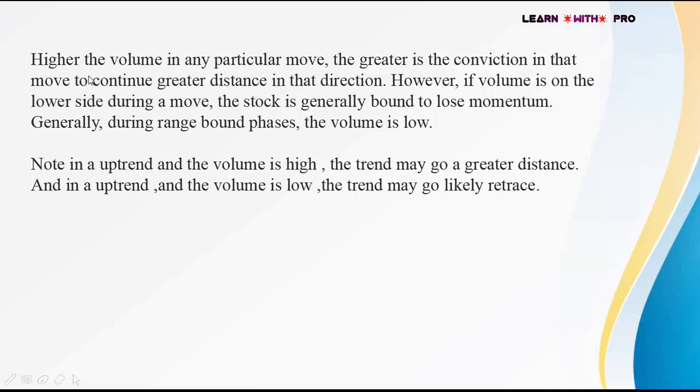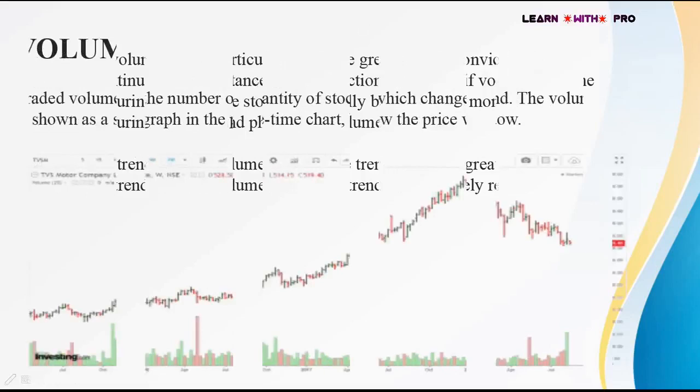Now, the higher the volume, the greater the conviction that it will go, and the lower the volume, that means the stock is losing momentum and it can change. Note, in an uptrend, if the volume is high, the trend may go a greater distance. And in an uptrend, if you see that the volume is low, it may likely retreat. It's also the same thing for a downtrend. Let's go back, you see what I'm saying now.